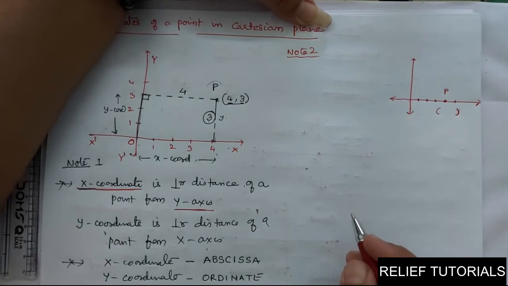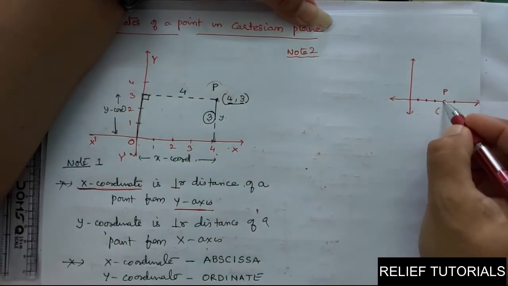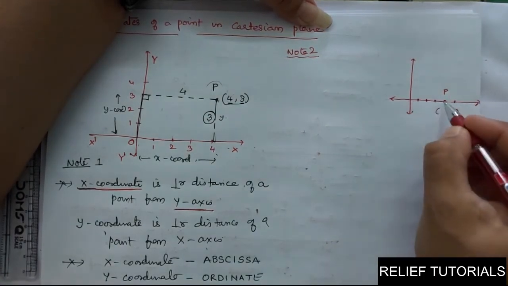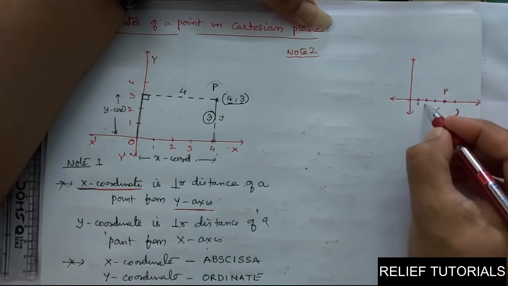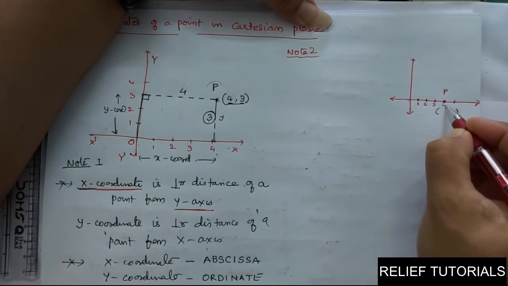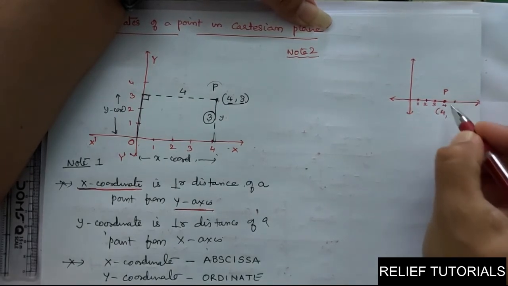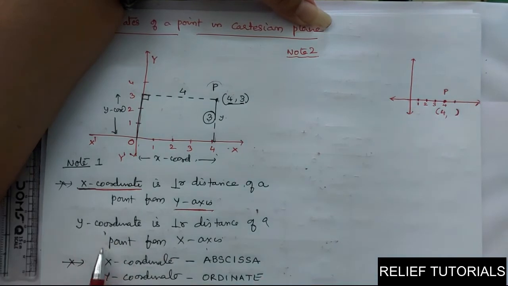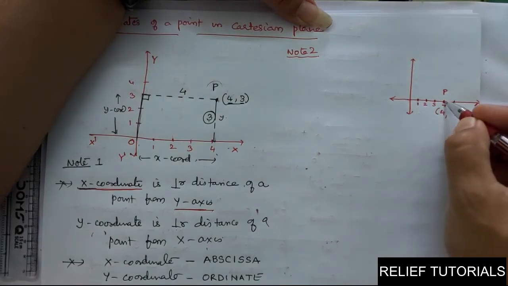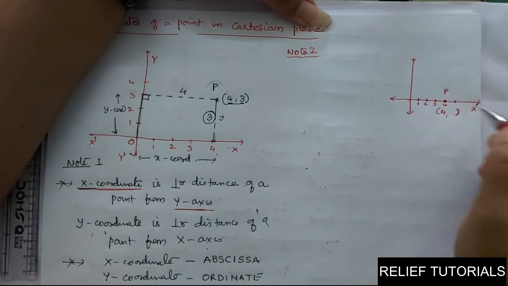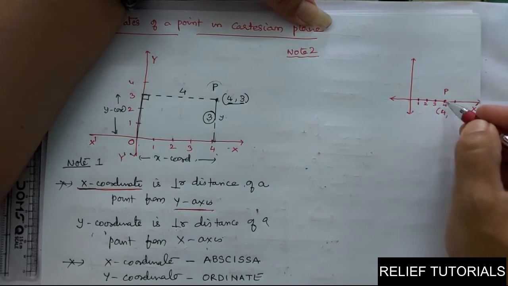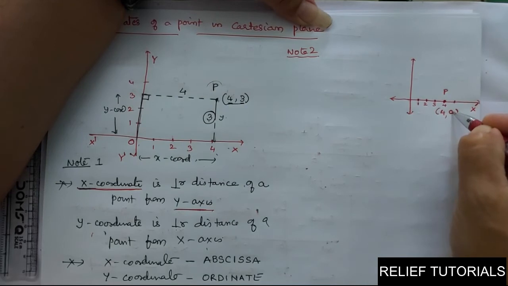So what is the x coordinate? The x coordinate is nothing but the perpendicular distance of this point from the y-axis. So how far away is it from the y-axis? This is 1, this is 2, this is 3, this is 4. So we can say the x coordinate is 4. And the y coordinate is the perpendicular distance of a point from the x-axis. What is the distance of this point P from the x-axis? It is on the x-axis itself, so its distance from the x-axis is 0. So we can write 4, 0.